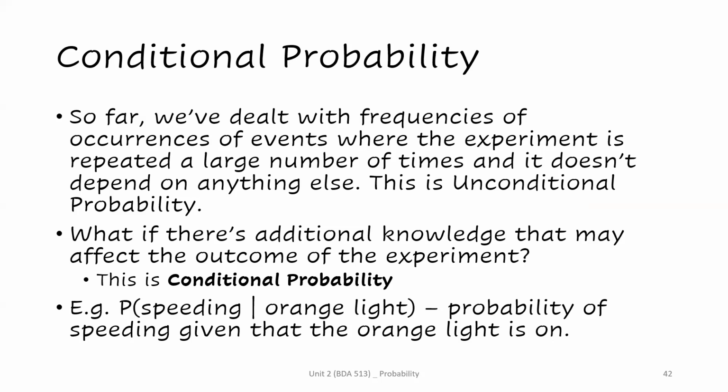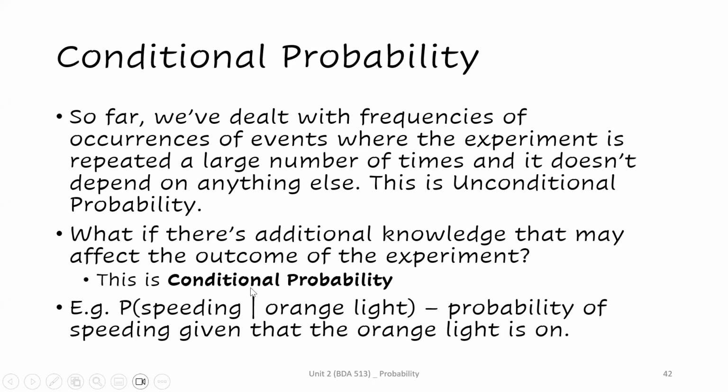So you can say, let's find the probability of speeding given that there is an orange light. This vertical line, or slash, that you have there means given.